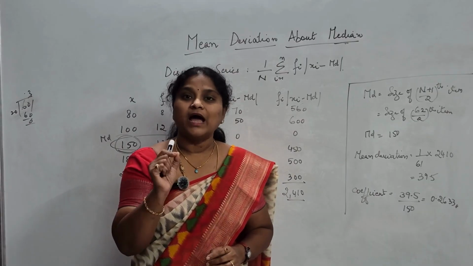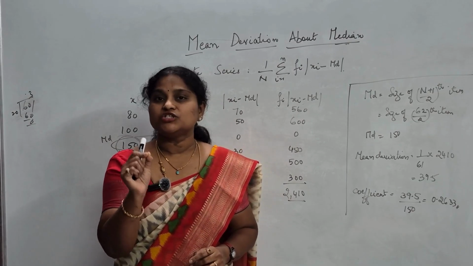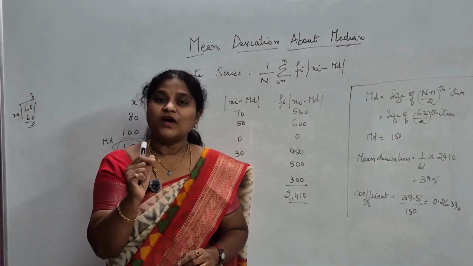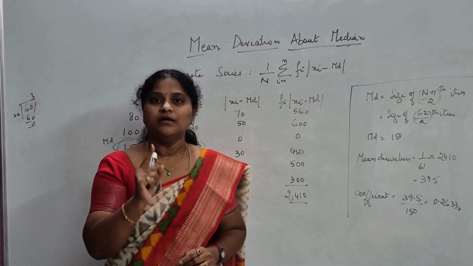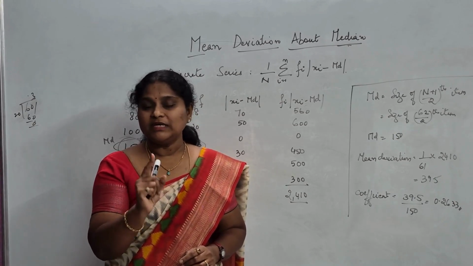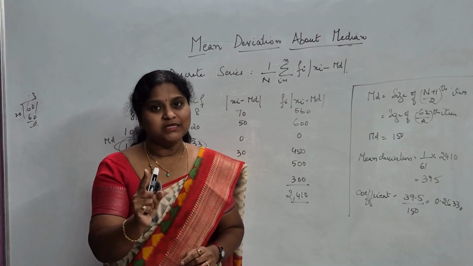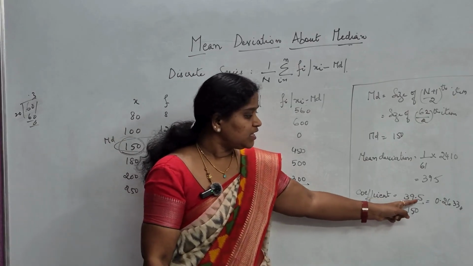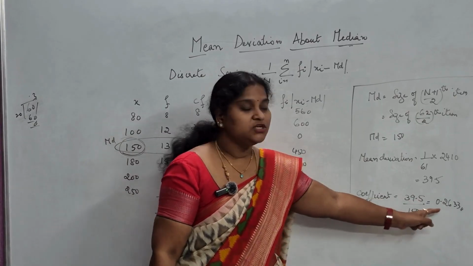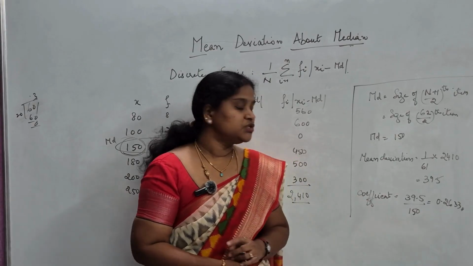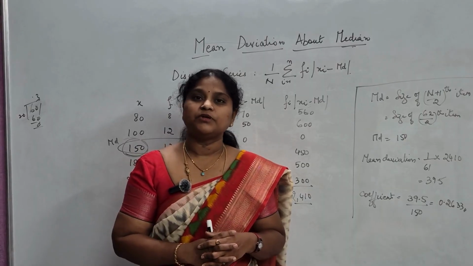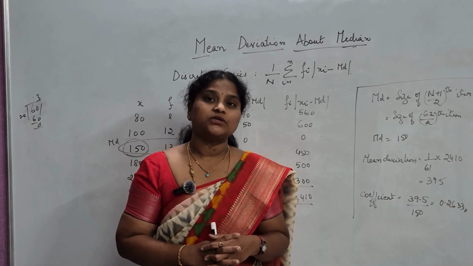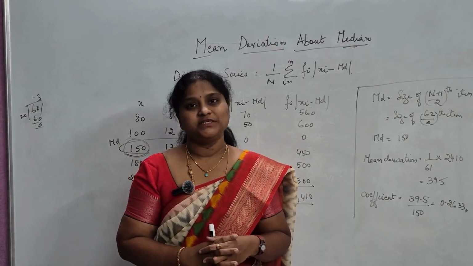This is the absolute value of mean deviation about median. But to find the relative value of mean deviation about median, we use the formula: mean deviation about median divided by median, which is equal to 39.5 by 150, to give the value 0.2633.